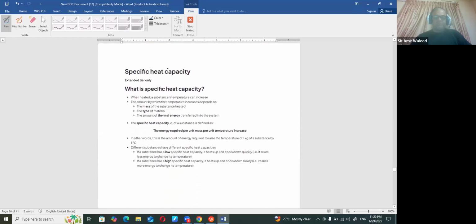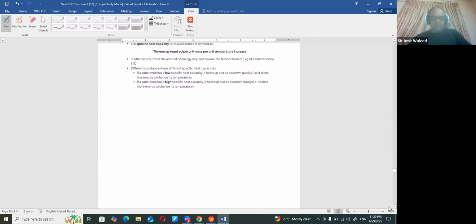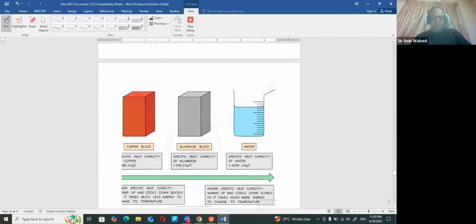Now next is specific heat, which is a very, very important thing. What is specific heat? Specific heat is a special property that relates to different objects. First of all, remember that specific heat capacity has the formula Q is equal to mc delta T. So C is equal to Q upon m delta T.